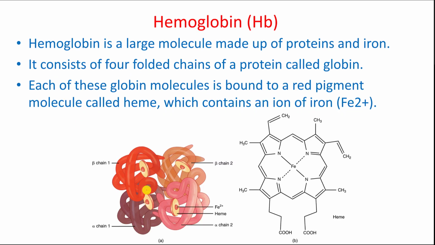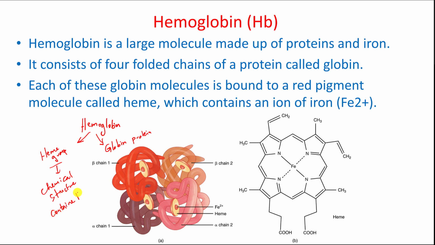Okay, the main protein of the red blood cells is hemoglobin. And hemoglobin is made out of two things: the heme group and the globin, the protein. The heme group is a chemical structure, so it's not a protein. But what's special about it is that it contains an iron ion in the center of it. And those iron ions, this is what binds oxygen. So the oxygen will bind to the iron ion within the heme group, okay?